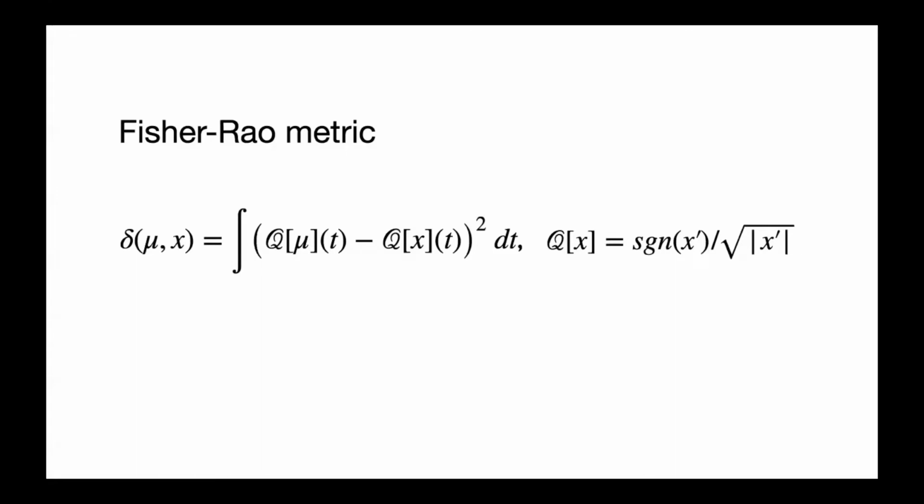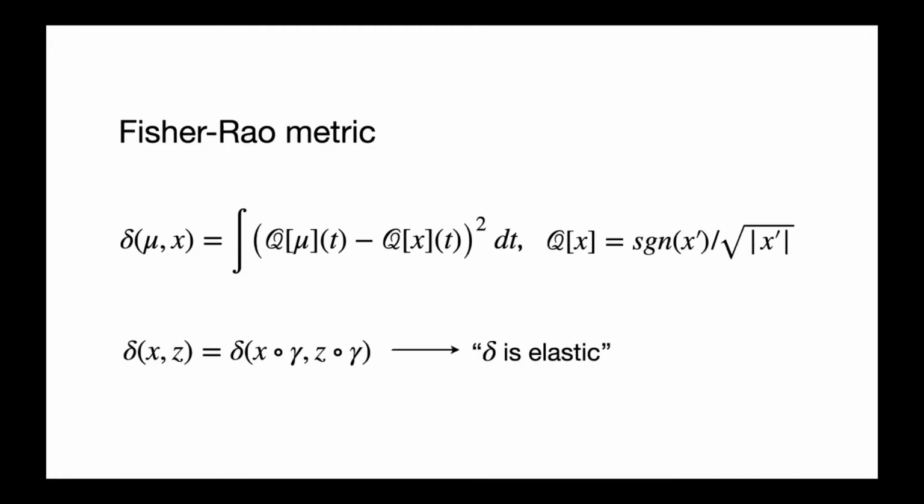And you'll notice it's quite similar to the standard L2 metric, except we've made this funny transformation of our functions, where we take the sign of the first derivative and divide by the square root of the absolute value of the first derivative. Now, this transformation makes it so the Fisher-Rao metric satisfies a special property, which is known as the warping invariance property. And essentially what it means is that you can take two functions, and if you compose them or move them by the same warping function, their distance is preserved.